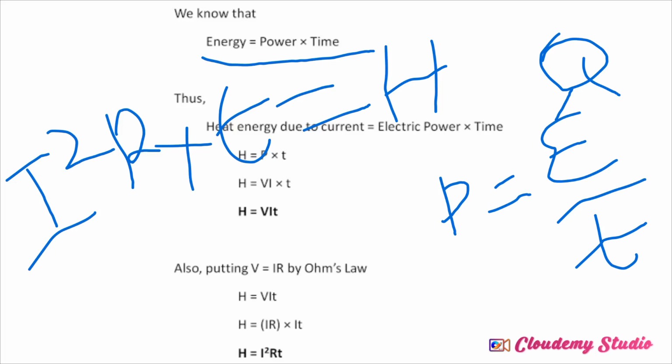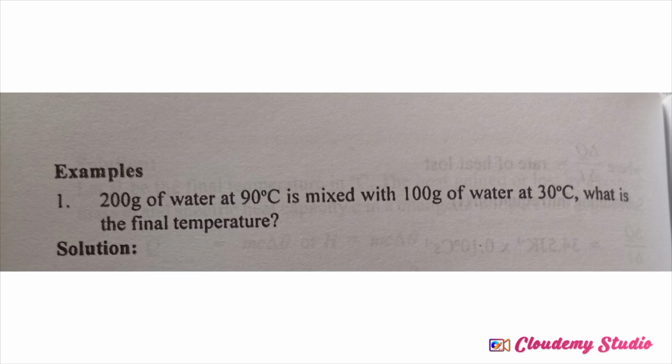So let's look at some questions. You can see all these things are very easy. The first question we have here is that 200 gram of water at 90 is mixed with 100 gram of water at 30. What is the final temperature? This is actually a very simple question, but something like this should come. It's a very popular question in JAMB, so something like this could come in the exam.